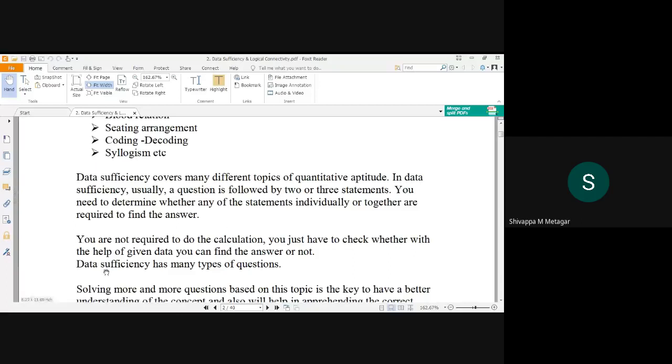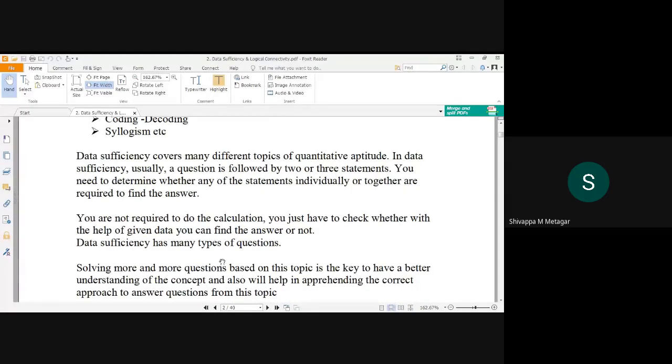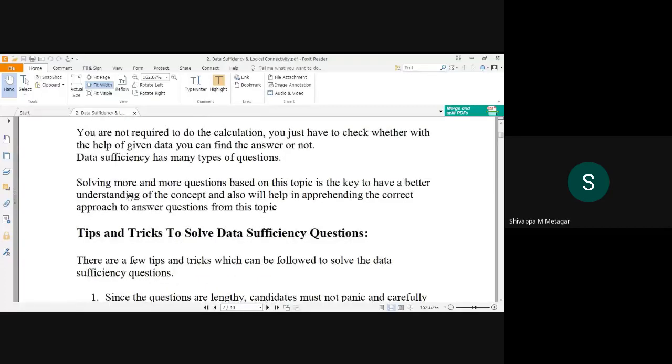Here you are not required to do the calculation. One of the main tips here is that there is no need to calculate the final output. Your work is just to identify whether the given statements are sufficient or not. You just have to check whether with the help of the given data you can find the answer or not. Data sufficiency has many types of questions.